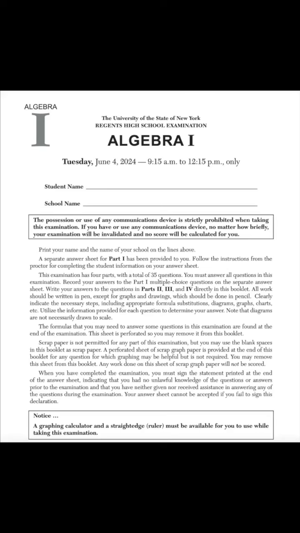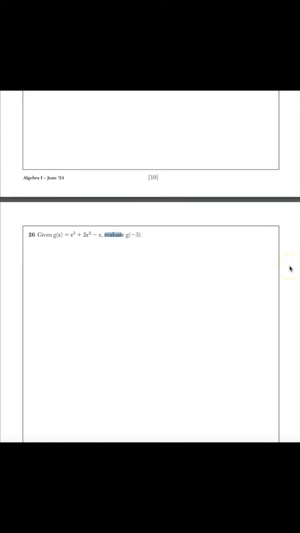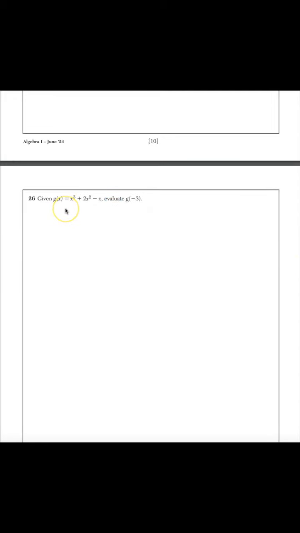So this is a copy of the Algebra 1 Regents exam that was given on June 4th in 2024. One of the questions on the exam was actually a short answer question, question number 26, and it was an evaluating an expression question. So let me show you how to do that.